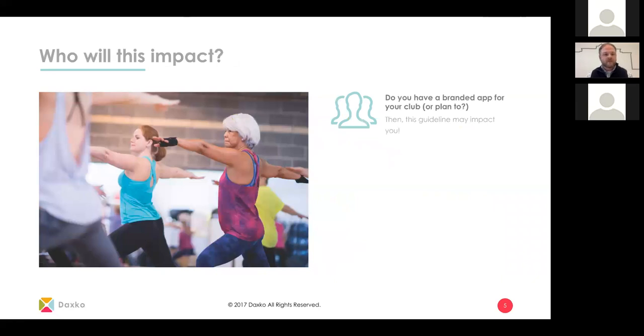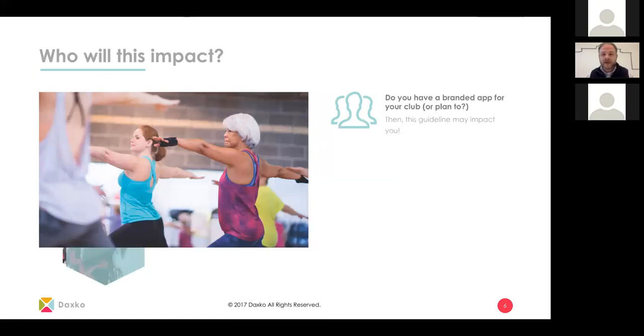So first off, who will this impact? What are we talking about today? Do you have a branded app for your club, or are you planning to? I know a lot of us know how important that app is for your organization, and how much of a connection your members feel when they are looking at an app that has your information in it. We just want to go over some guidelines that have updated from Apple that may impact you and either your Daxko app or other apps that you might be working with other companies on.